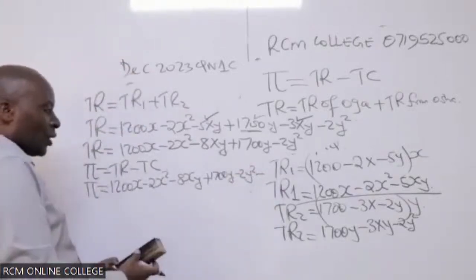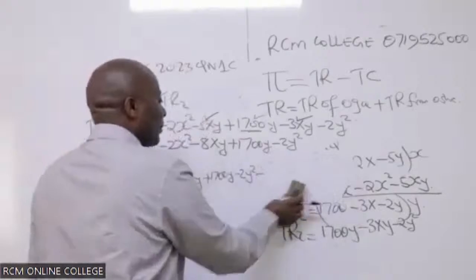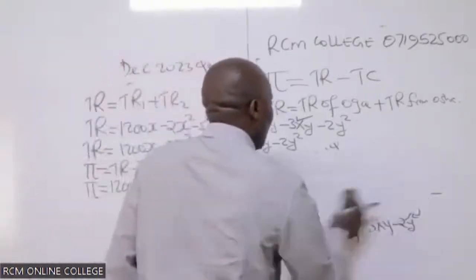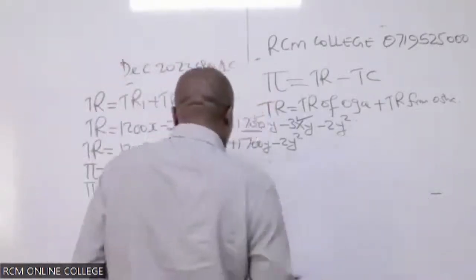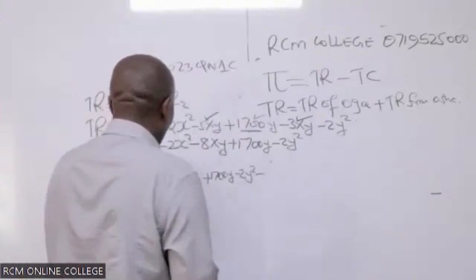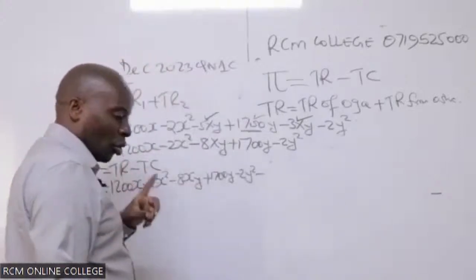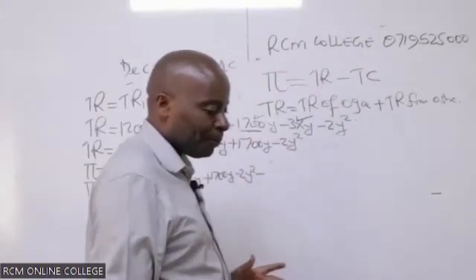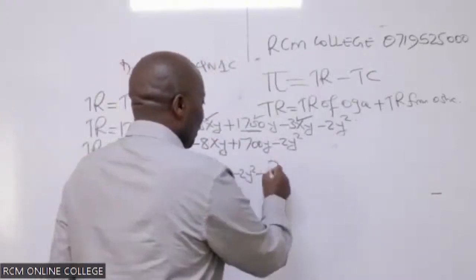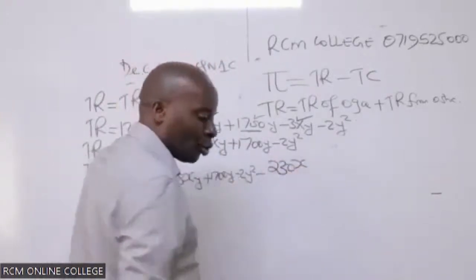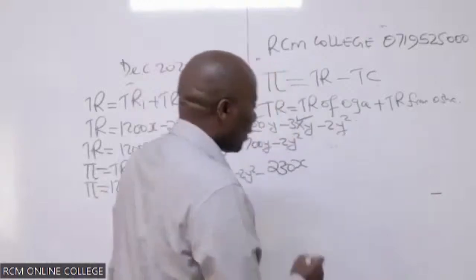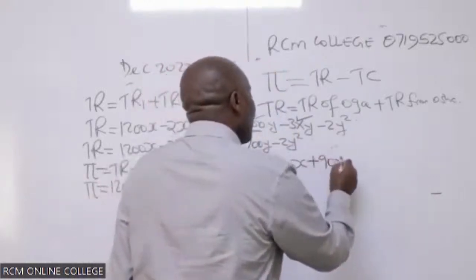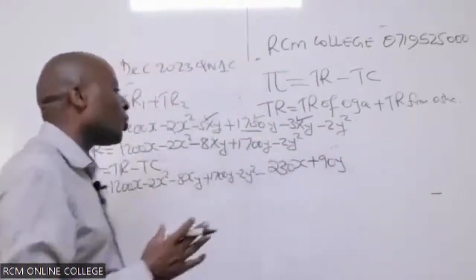So minus. The term that I'm supposed to come and pick and deduct here is total cost. I'm supposed to deduct total cost. And this total cost is coming in terms of two terms. All right. So it is 230x plus 90y.